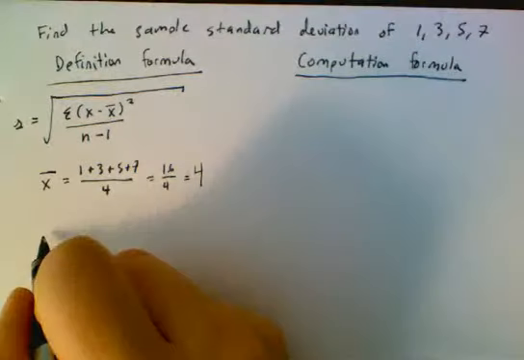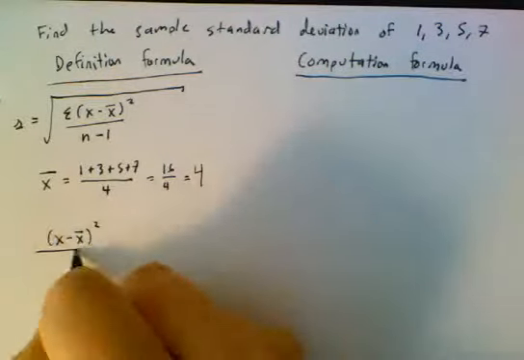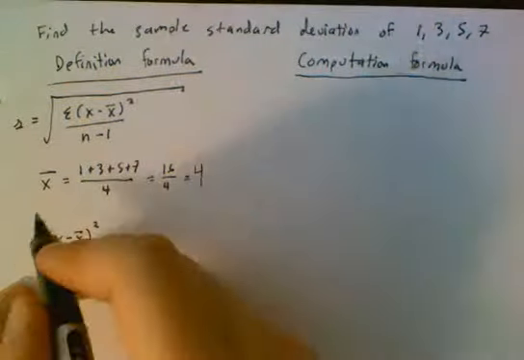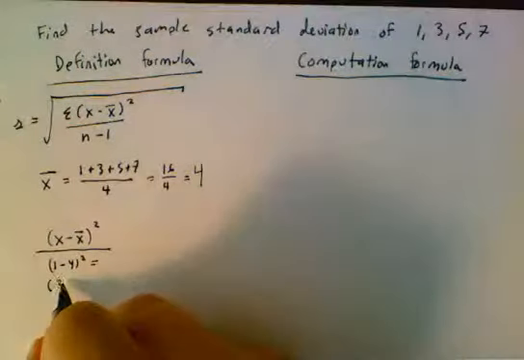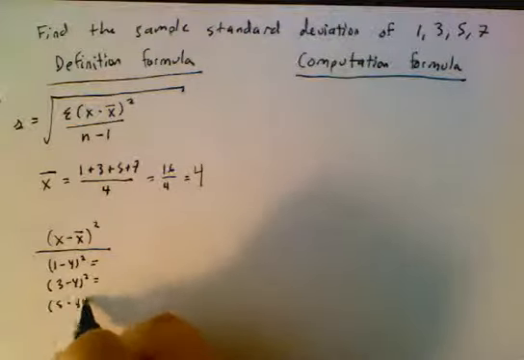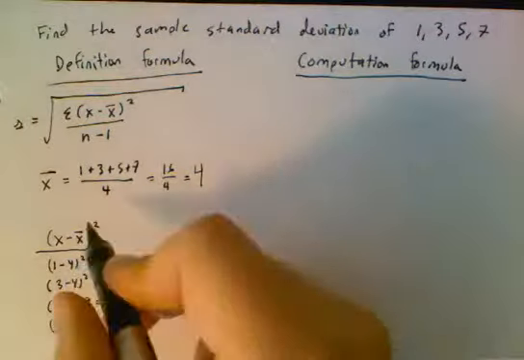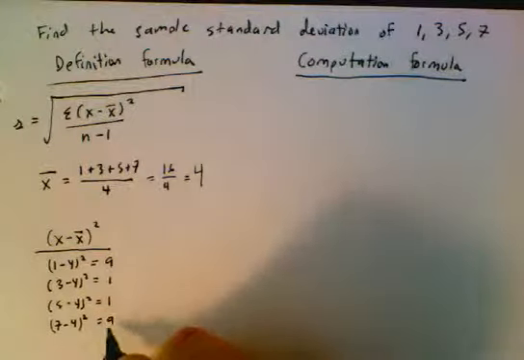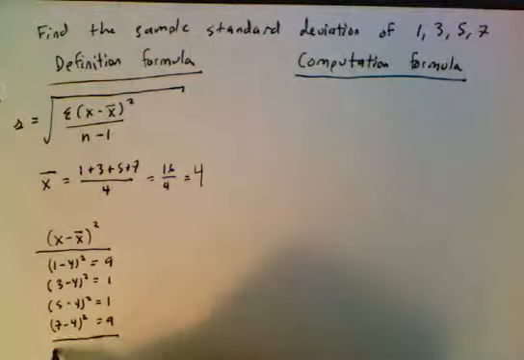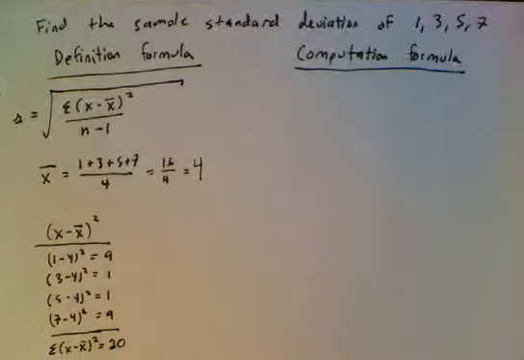To calculate this, we need to do the sum of x minus x bar squared. So we're going to do that for each of these x's up here. So 1 minus 4 squared, 3 minus 4 squared, 5 minus 4 squared, 7 minus 4 squared. So that's negative 3, negative 3 squared, 9, negative 1 squared is 1, 1 squared is 1, 3 squared is 9. And if we add those all up, sum of x minus x bar squared, that is 20.